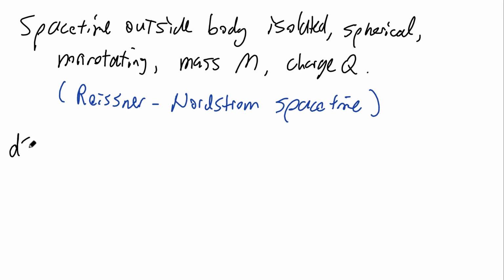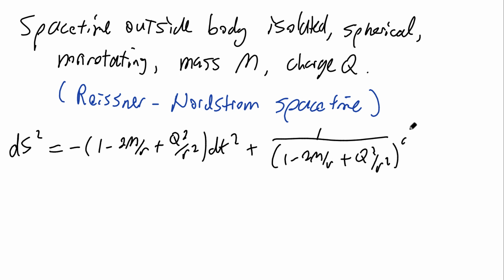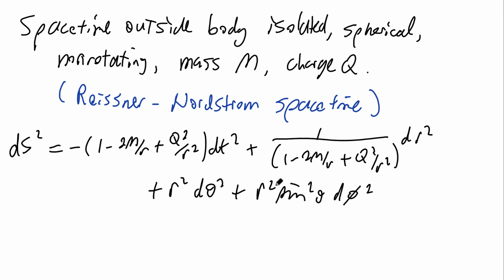Right, and the line element for the Reissner-Nordstrom spacetime is minus (1 minus 2m over r plus q squared over r squared) dt squared plus 1 divided by this same factor, (1 minus 2m over r plus q squared over r squared), dr squared plus r squared d theta squared plus r squared sine squared theta d phi squared. So this looks just like the Schwarzschild metric, but with these extra terms, q squared over r squared in the gtt and grr components of the metric.